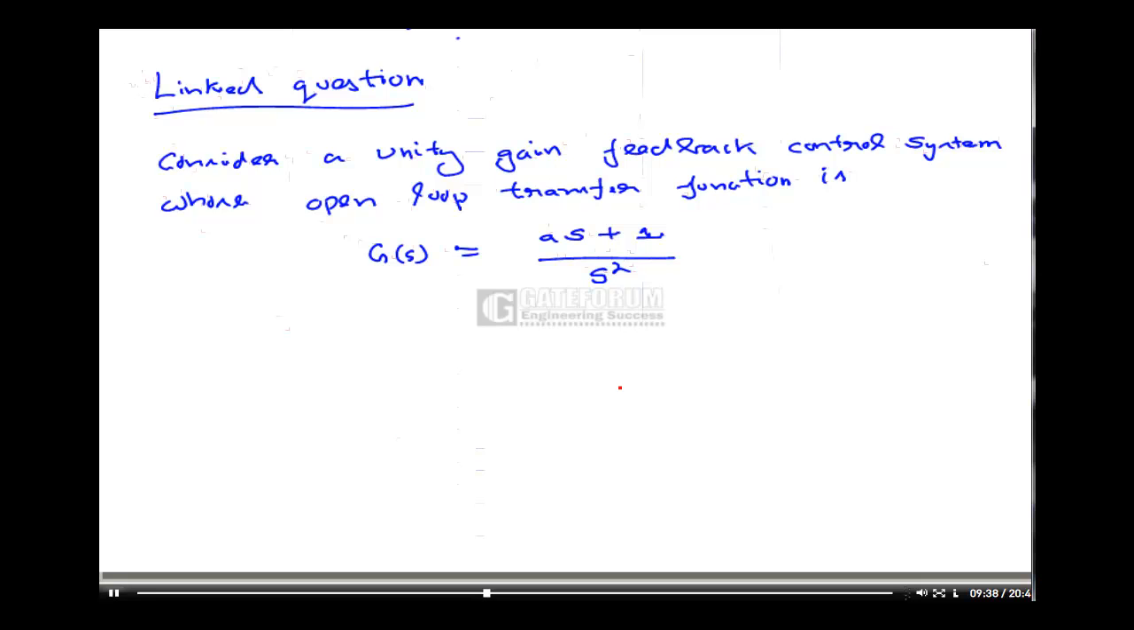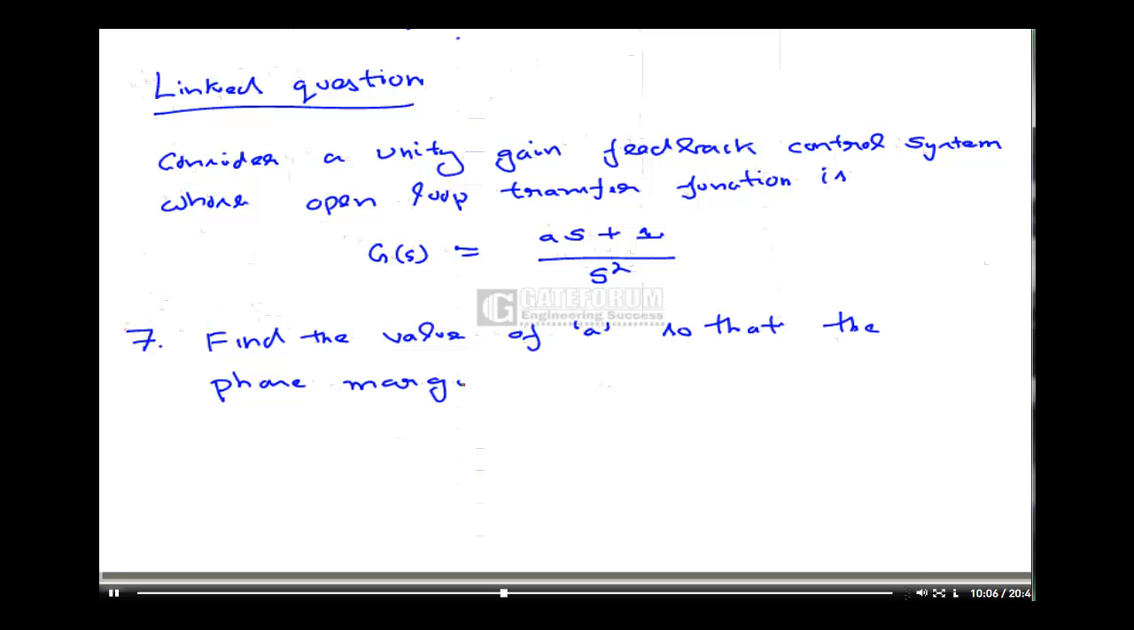The first part of this linked question is, let this be question number 7. Find the value of a so that the phase margin of the system is equal to pi by 4. So we have to find this.